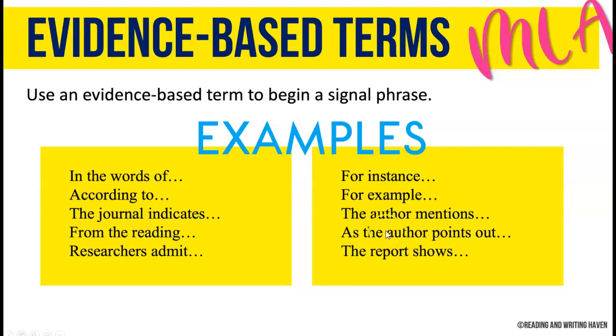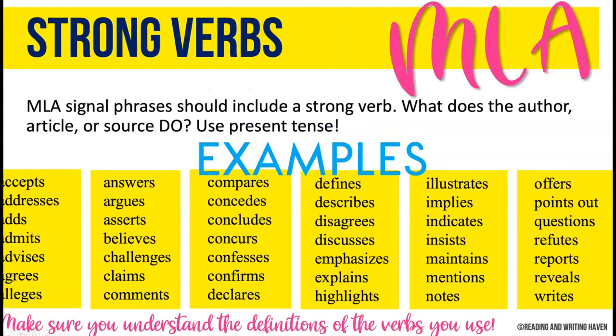Or you can say the author mentions, for instance, as the author points out. You need to use these in the beginning of the sentence that you have those quotes in, so that they're not floating quotes. You've got to explain that they are your quote and that they're your example of whatever it is you're trying to prove in that paragraph. So let's look at the next slide.